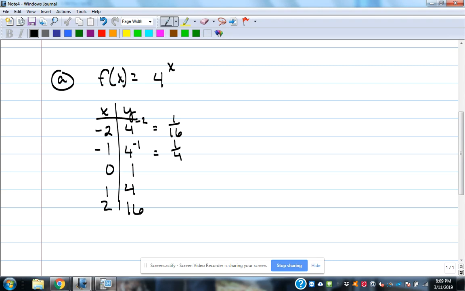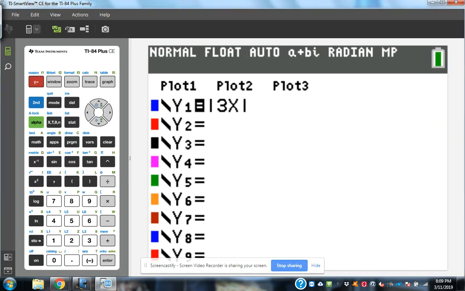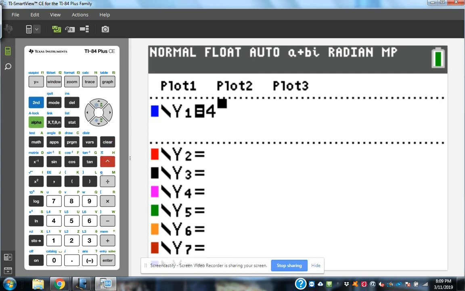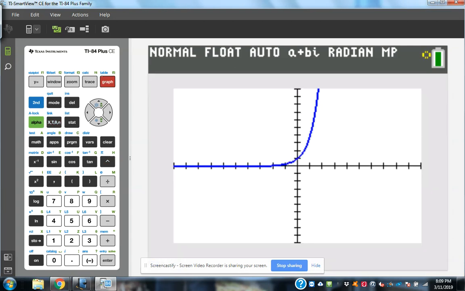We can look at the graph of that on the graphing calculator. We've got that nice tool. So let's look at that. Hit y equals. And then we're going to type in 4, caret symbol, put your x in there and hit graph. And you see that nice looking graph. It looks like exponential growth.